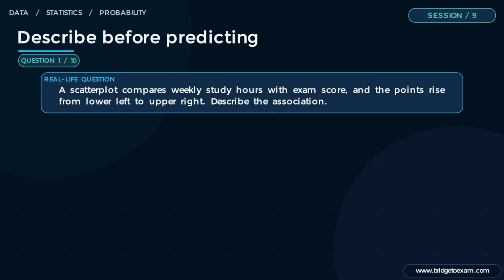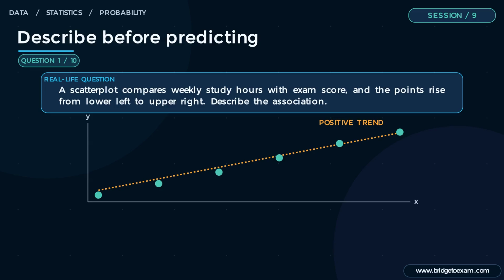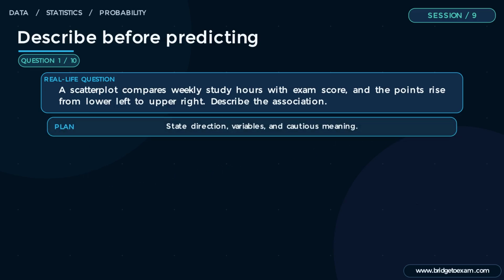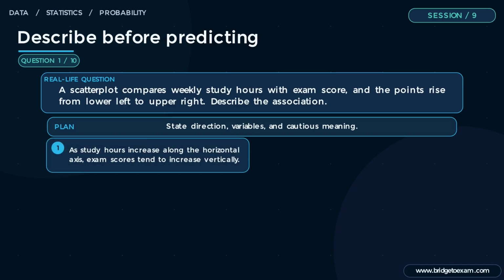Example 1. A scatterplot compares weekly study hours with exam score, and the points rise from lower left to upper right. Describe the association. The scatterplot reveals direction, strength, and any unusual point. Plan. State direction, variables, and cautious meaning.